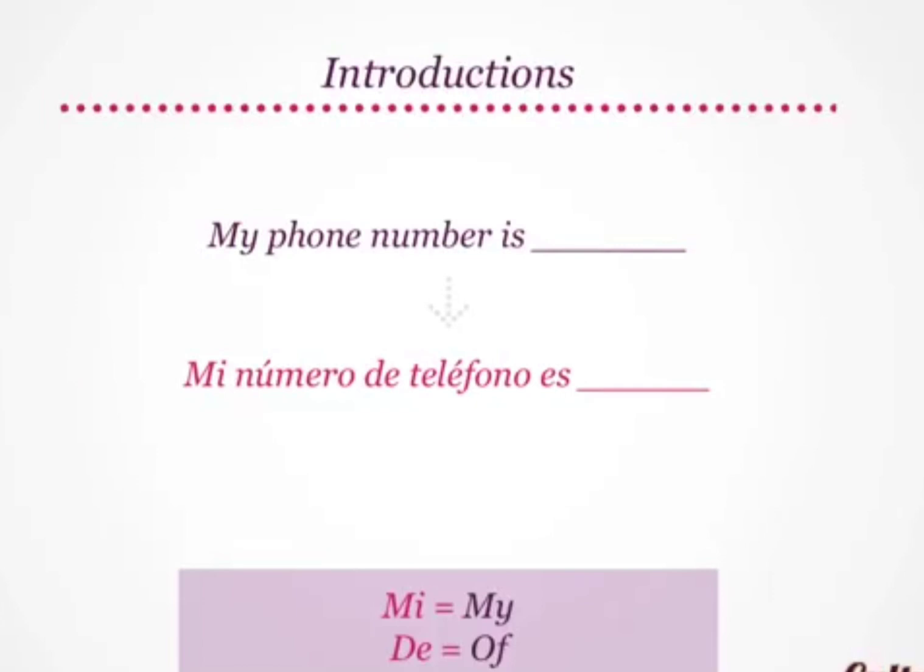To reply to the question, what is your telephone number, we usually say, my phone number is. This translates to mi número de teléfono es, where mi means my and de means of. So try this again, please. Mi número de teléfono es. Very good.